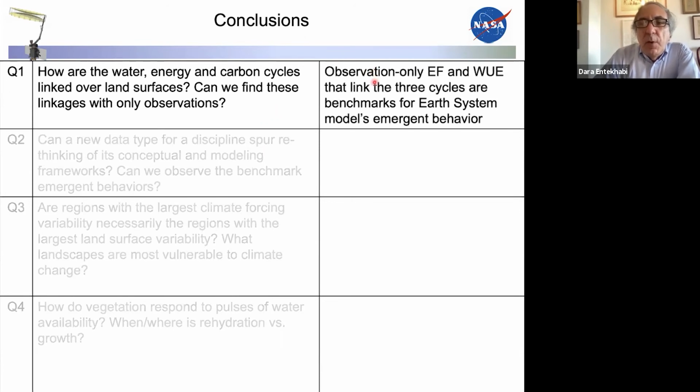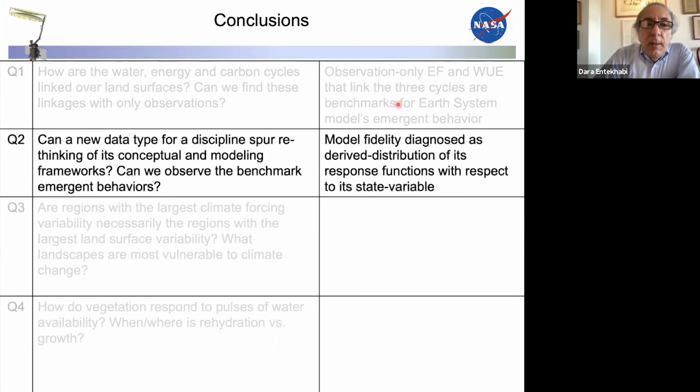So one by one, the conclusions are that we can derive observation-only based closure functions between the water and energy cycle, the evaporative fraction, and the water use efficiency, the water and carbon cycle linkages. And these are benchmark estimates of the aggregate behavior that climate models should adhere to, which they don't right now, and that's a major source of uncertainty.